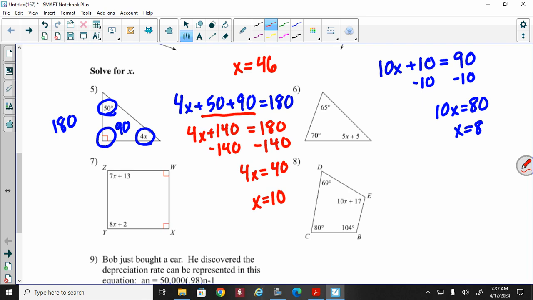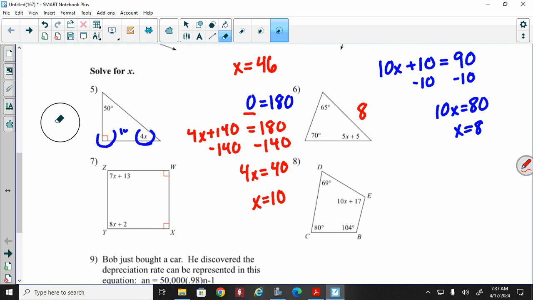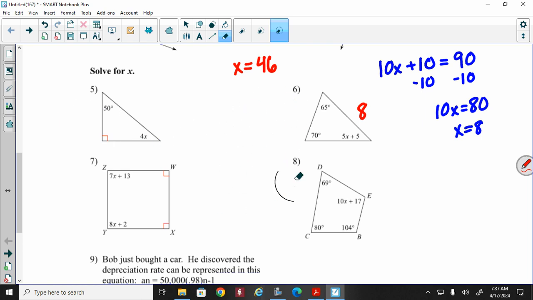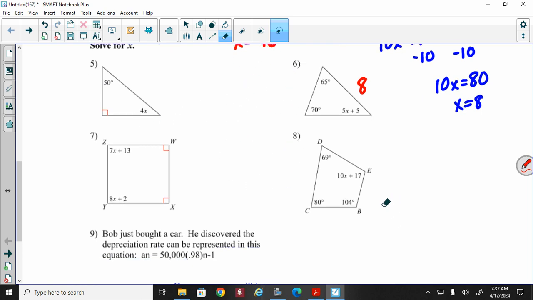Now, question number 6 is exactly the same way, and I'm just going to go ahead and give you the answer. The answer is going to be 8. All right. Now, I'm going to erase a little bit so we can have some room to write here. So question number 7 and 8, now you're dealing with a four-sided shape.